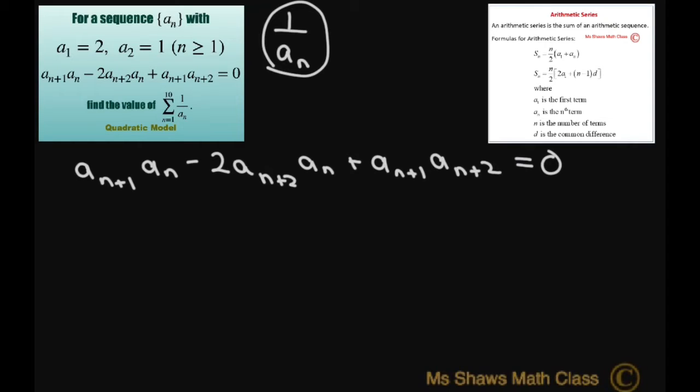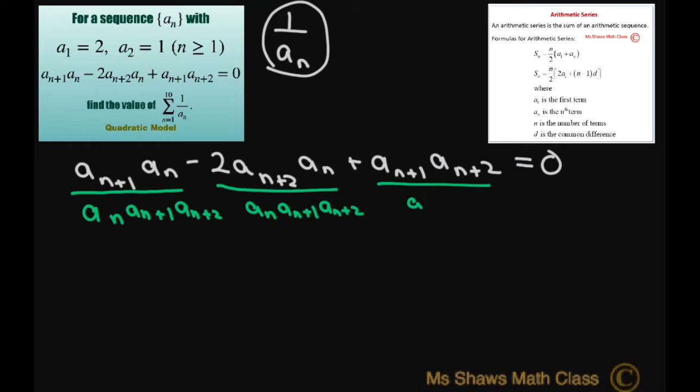Now to get this, we're going to divide both sides by a sub n times a sub n plus 1 times a sub n plus 2. And we do that for all of these terms. And this is just going to end up being 0 here.